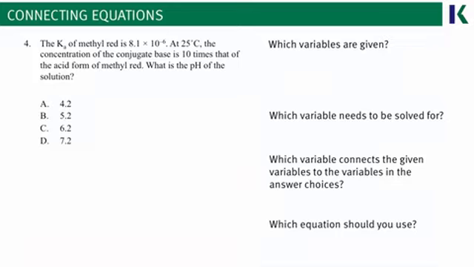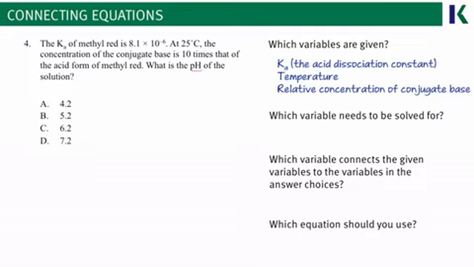For these last 2 questions, we're going to take it a step further, connecting equations and doing more deep interpretation of the variables that are given to us in the question stem. When we assess question 4, we note that it's asking for the pH of a solution, so we know we're talking about acid-base chemistry. Reading through the question stem, what variables are given to us here?